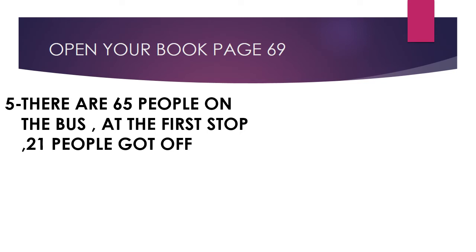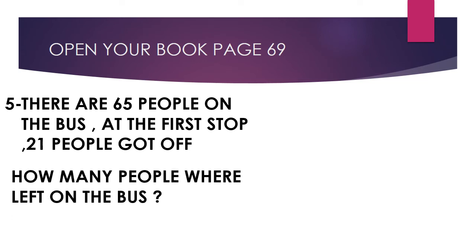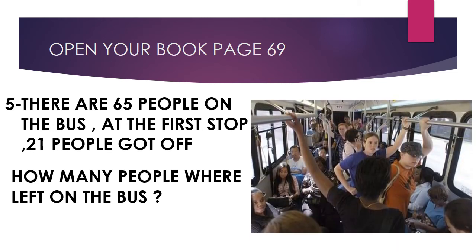Let's listen to our fifth story problem on page 69. There are 65 people on the bus. At the first stop, 21 people got off. How many people were left on the bus? What is the first thing we are going to do now? Is to circle our large number, which is 65. And I will make a square on our small number, which is 21. And I will make a circle on the word left.